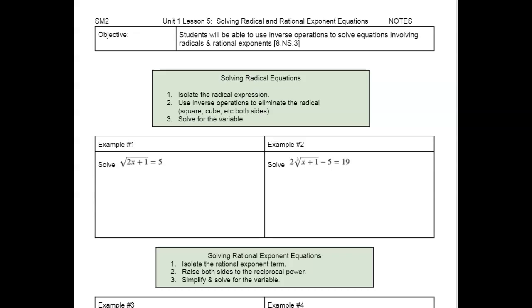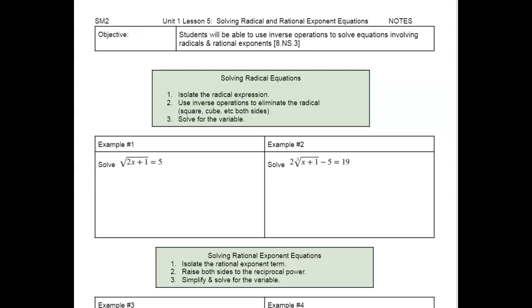Okay, we are still talking about radicals, but I know the last few sections have been long for the notes, and this should be a lot quicker. So for solving radicals, you're going to get the radical all by itself by adding, subtracting, whatever it takes. Then you're going to do the inverse operation. So if it's a square root, you'll square it. If it's a cubed root, you'll cube it on both sides. And then you solve for the variable.